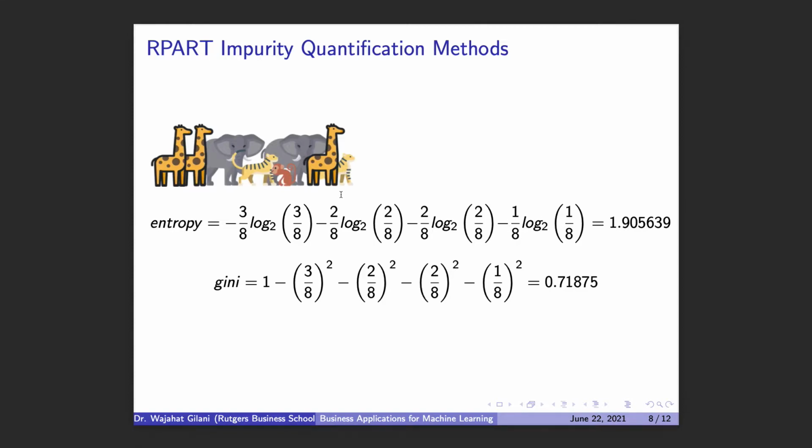You do this whole math right here, and I'll do it for you in R, and you get a score of 1.905639. What does this number mean? Well, it's not 0, right? So it's not pure. That's all it means at this point. What does it do for the algorithm? It doesn't do much until we attempt to start splitting it.